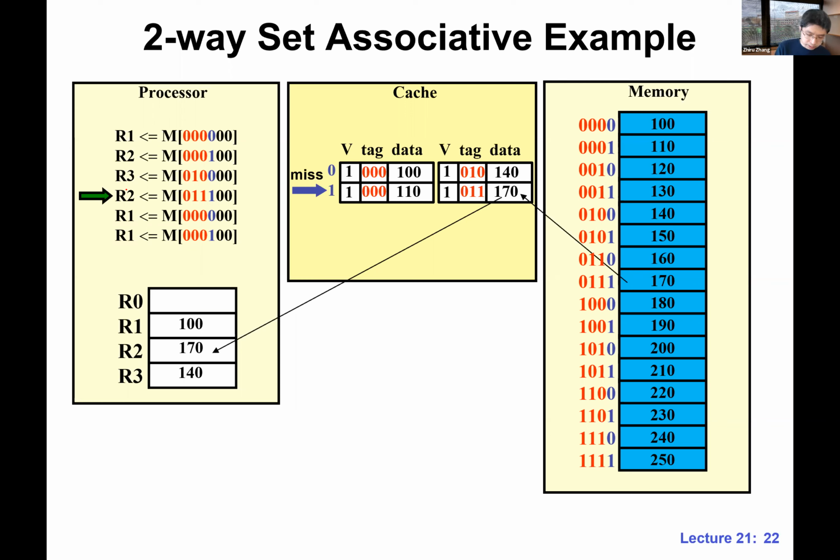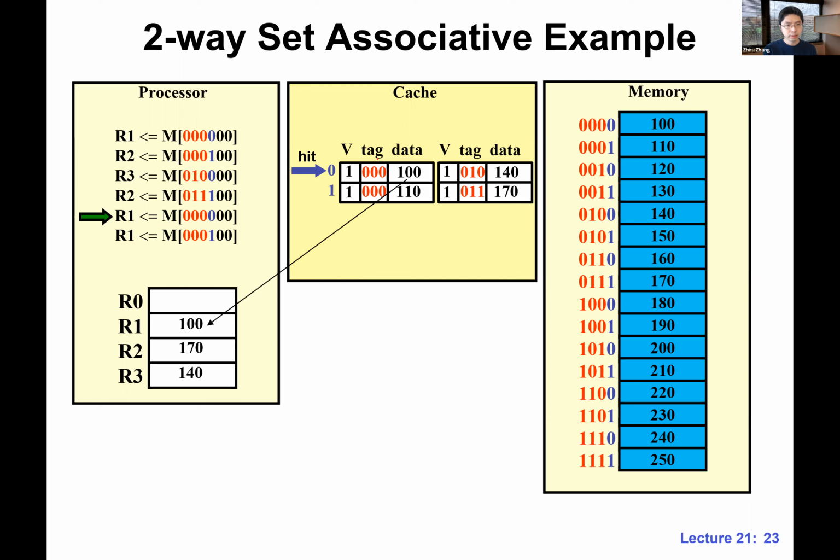Okay, so the next read, the next line is going to be more interesting. Do we have a miss or hit? Have we seen this memory block address before? Yes, 0, 0, 0, 0. So we have seen this before, and it matches this block. So we do have a hit. And we just directly read from the cache. We don't need to access the main memory in this case.